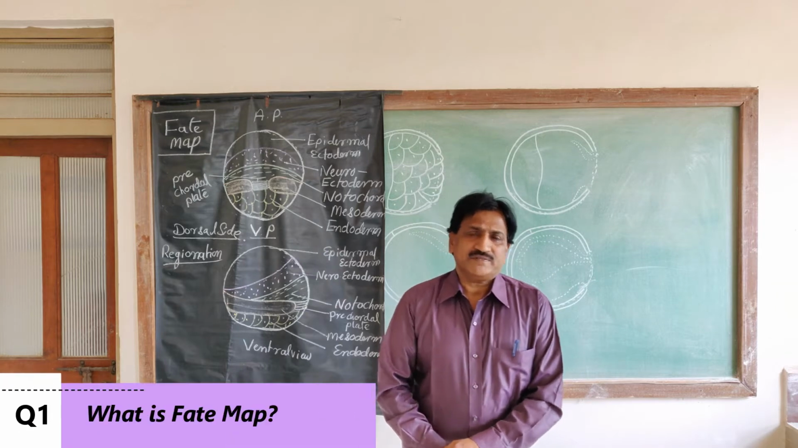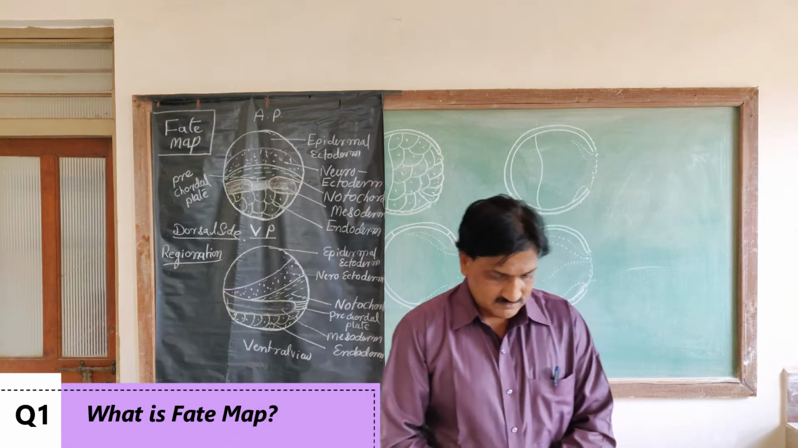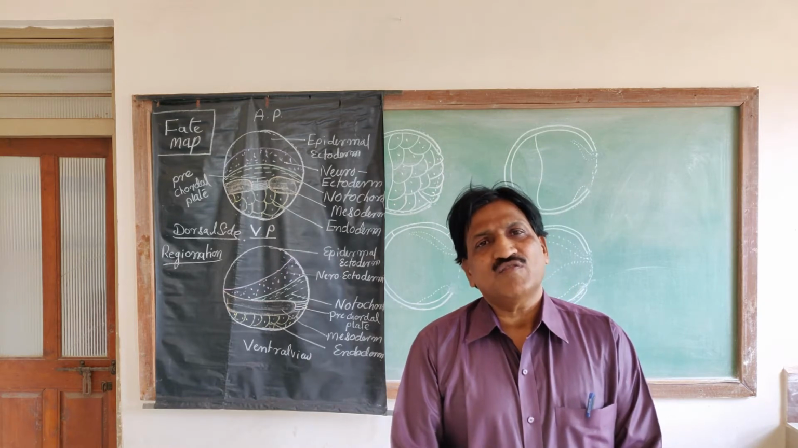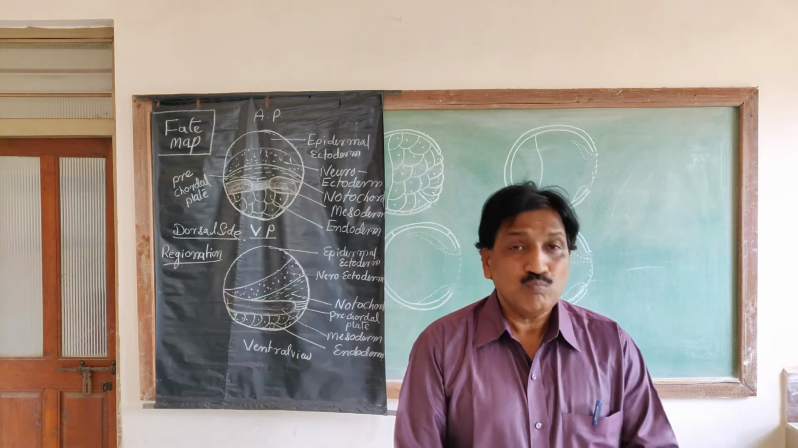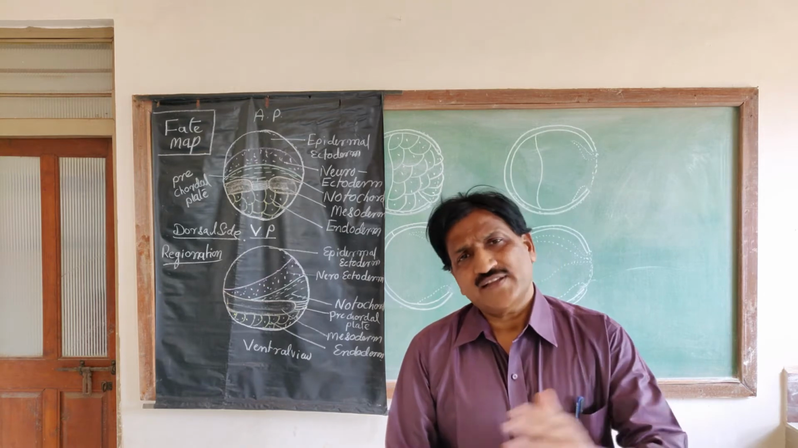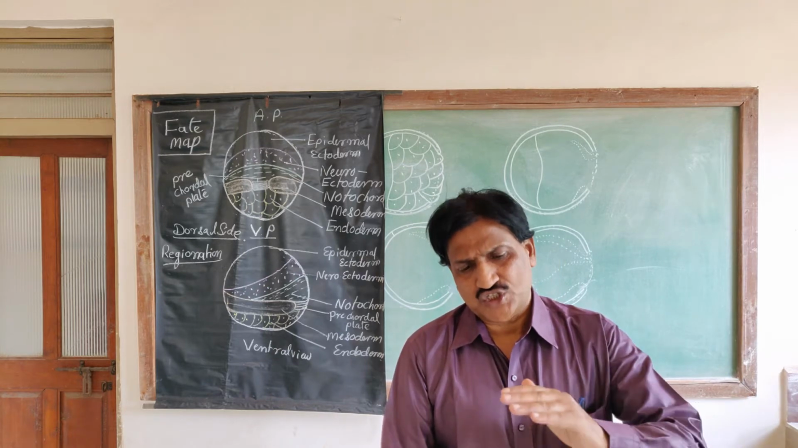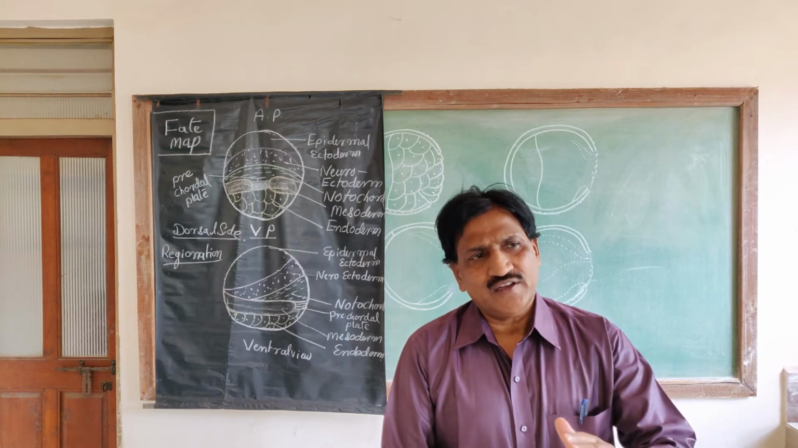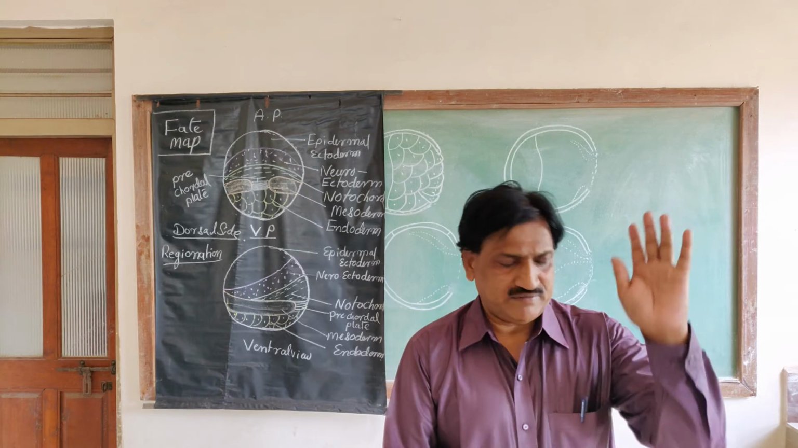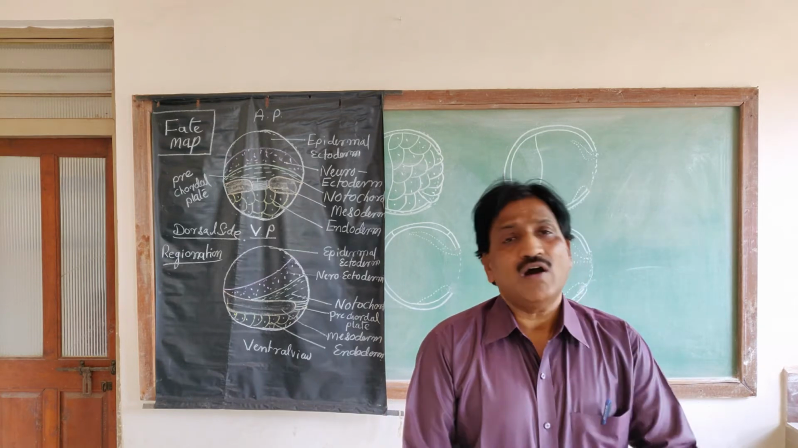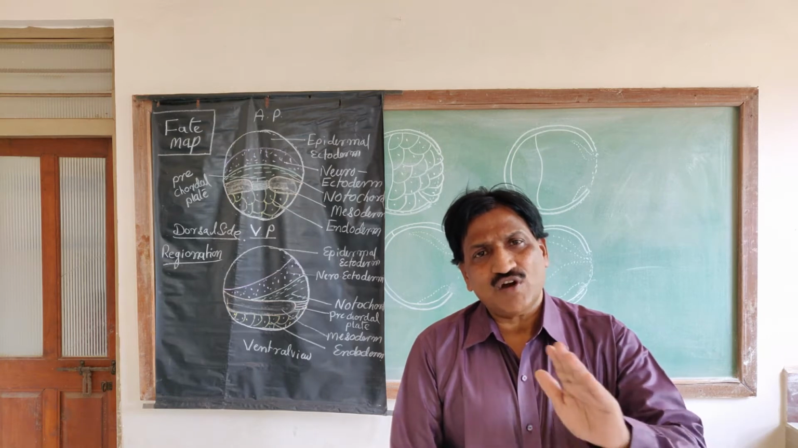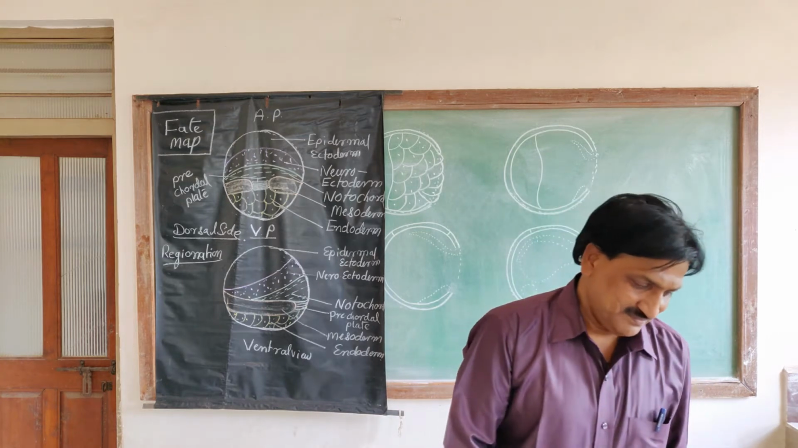What is a fate map? The fate map is nothing but a kind of blueprint, a proposal of a building, or we can say that it is a chart showing the future organ forming areas, or showing different areas of an embryo. That is called fate map.